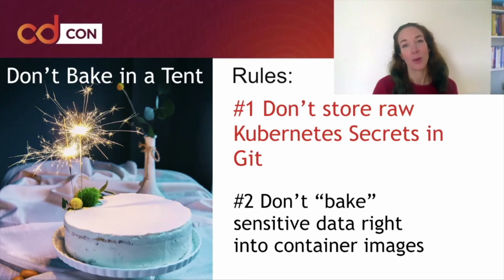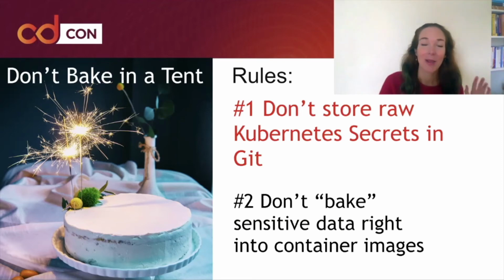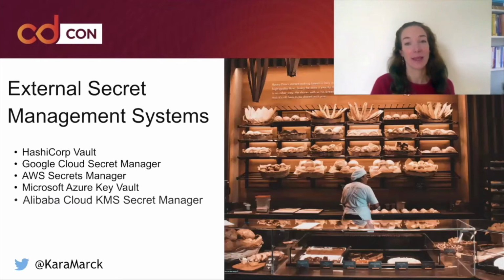Now, one approach is to outsource all your baking needs to those with access to a professional kitchen, rather than trying to bake in a tent. And in the world of secret management, this means using an external secret management system. And these professional bakers can do a lot for you. They can securely store and manage your secrets. You have identity-based access to sensitive information, data encryption in flight and at rest.